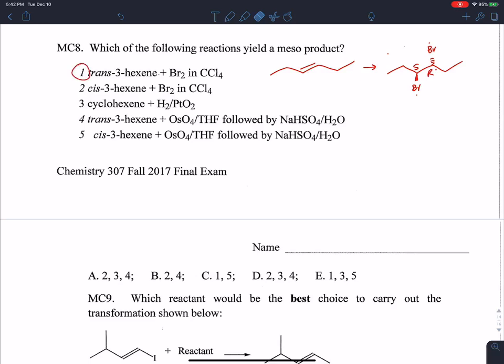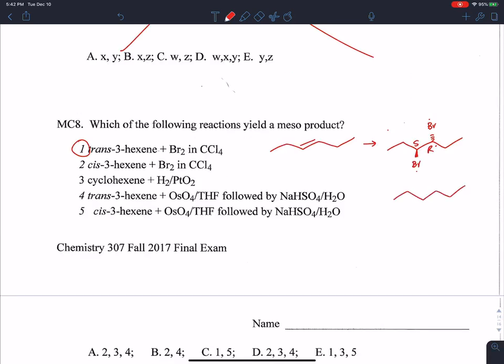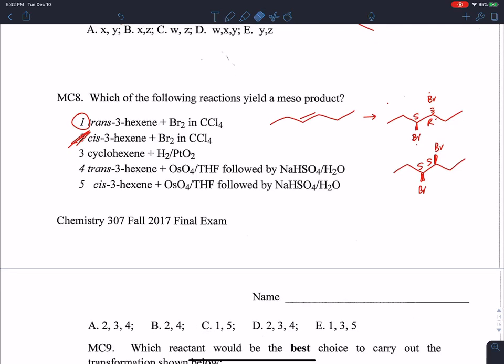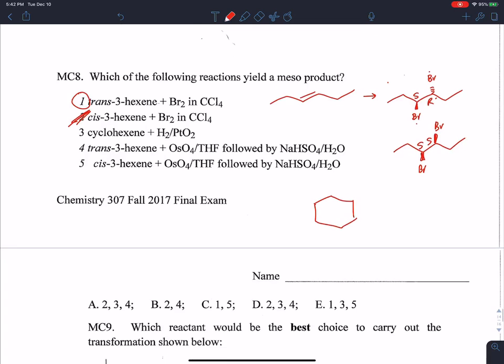The cis version is not going to give me the same thing because the cis is going to end up giving me something like that. So I'm going to get S and then S. So those are enantiomers, so that's not going to count. The next one is a cyclohexene that goes through H2/Pt. That's not even a chiral center, so that's not considered meso.